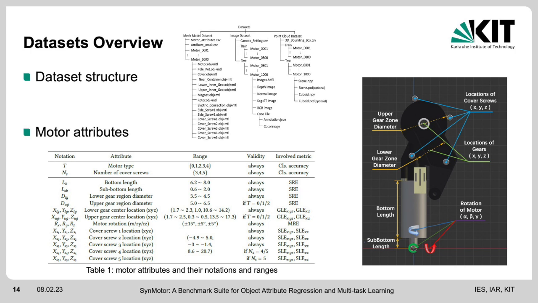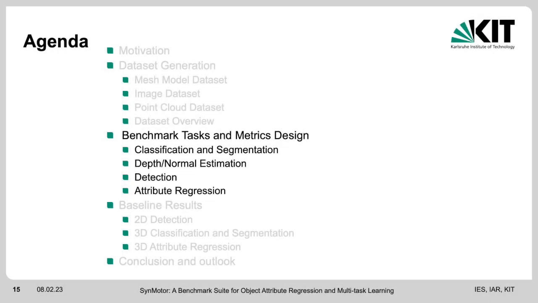While the attribute values are set to 0 when they are invalid, an additional binary mask CSV file is provided for all 28 attributes of all 1000 motors. In our benchmark, all 28 attributes are continuous variables, hence are suitable for attribute regression. Now let's move to the benchmark tasks and metrics design.